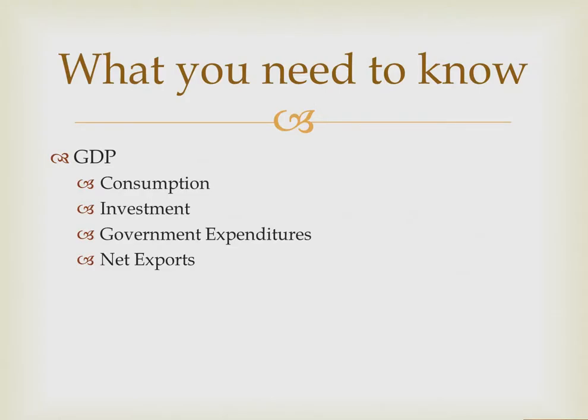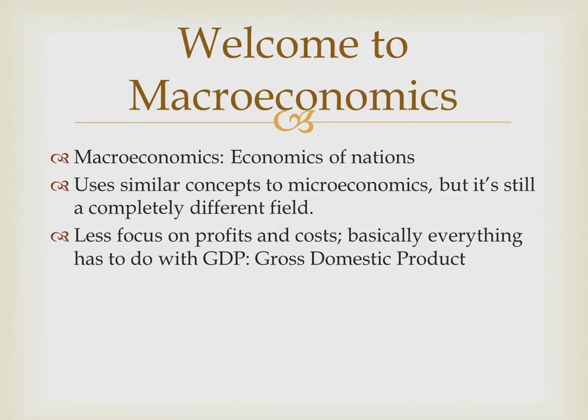Here's what you need to know for this chapter. You need to know what GDP is, and what the four components of GDP are, which include consumption, investment, government expenditures, and net exports. So this marks the end of microeconomics and the start of macroeconomics. We will be focusing on the economies of countries now, mainly the United States. It borrows from similar concepts from microeconomics, but you will find that macroeconomics is a vastly different field.